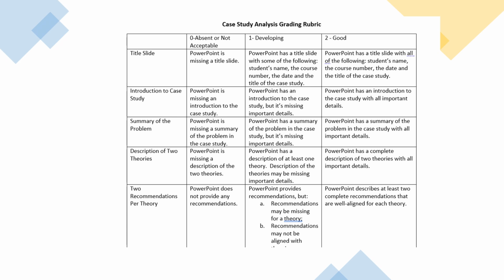Let's take a look at how your assignment will be graded. I've included a rubric with 0 to 2 points for each of the following elements: your title slide, your introduction to the case study, your summary of the problem, your description of two theories. For each theory, you need to have two recommendations, so a total of four recommendations in all that align with the theories.